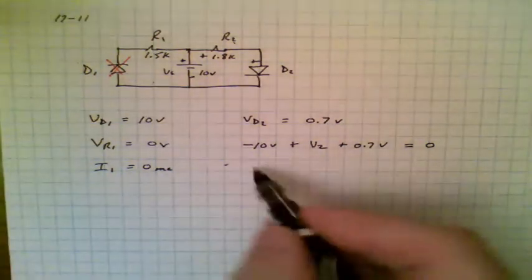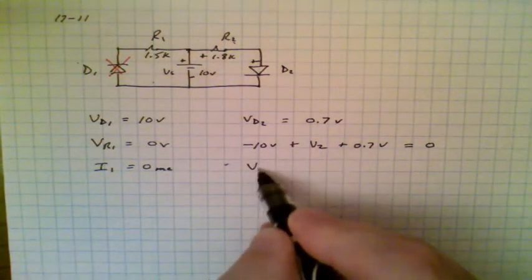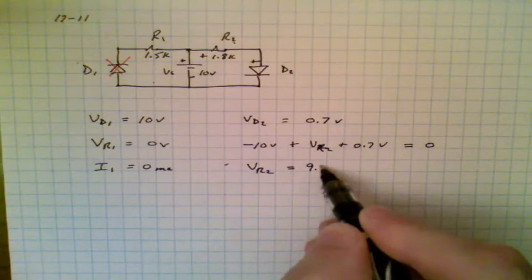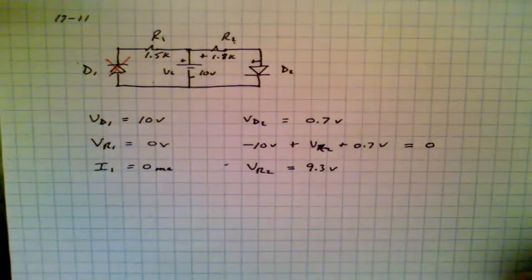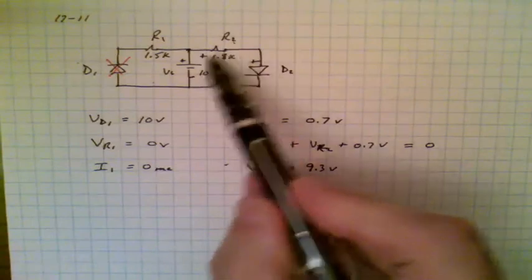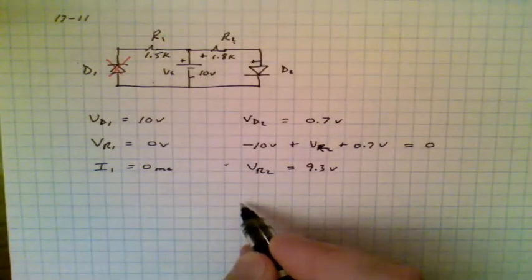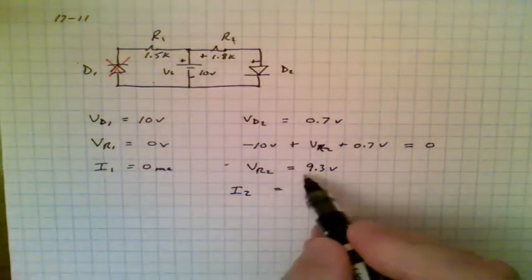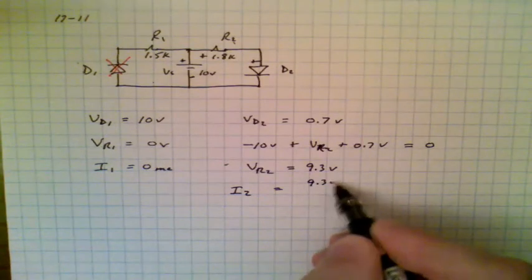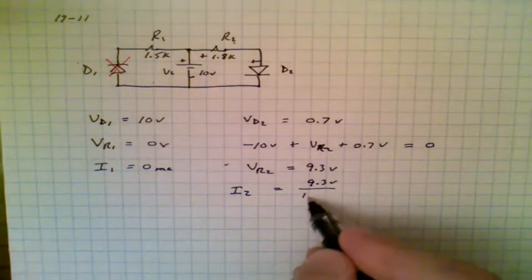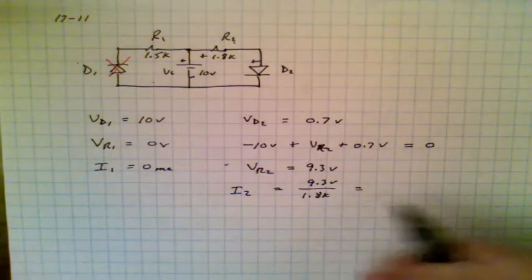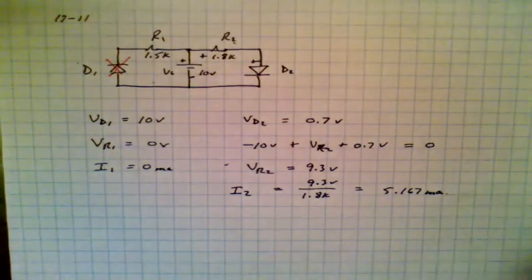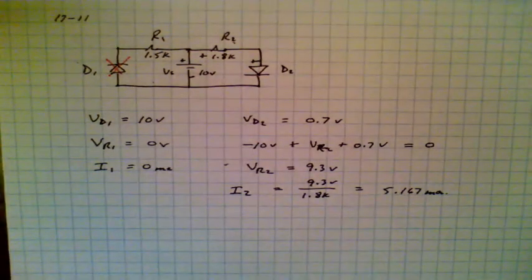From this we can see right off the bat that the voltage across R2 is equal to 9.3 volts. And because of Ohm's law, and the fact that we know both this resistance and the voltage across the resistance, we can calculate the current in that loop. Current in loop 2 is equal to the voltage across the resistance, 9.3 volts, divided by the resistance itself, 1.8 kilohms, and that equals 5.167 milliamps. And now we know all of the voltages and the currents in that entire circuit.